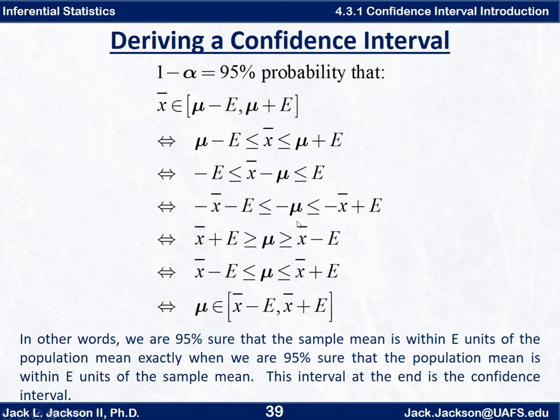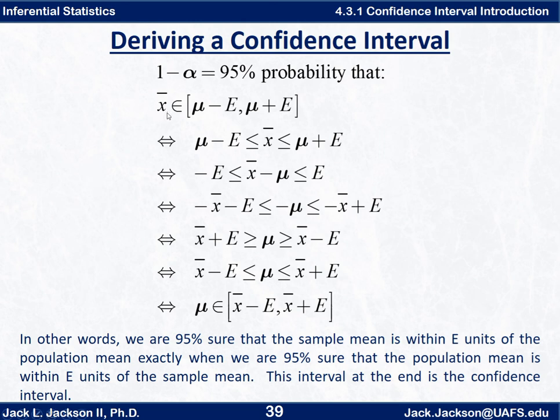But remember, when you take an inequality and you multiply both sides, or in this case all three sides, by a negative, it reverses the inequality. So what were less thans now are greater thans. Now the next step, all I did is rewrote it in increasing order. So the smallest value of these three is x bar minus e. Then you got the mu, and then you got the x bar plus e. So x bar minus e is less than or equal to mu, which is less than or equal to x bar plus e, which is saying mu is in the interval x bar minus e to x bar plus e.